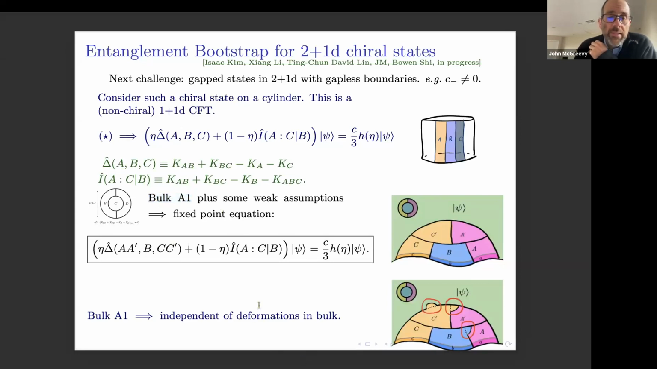Bulk A1 implies that I can deform the regions in the bulk, right? Like I can make this little bump here, I could deform C prime into A prime or B into A, and it doesn't change this quantity. It really only depends on how the intervals touch the boundary and their topology. So I claim that this is a locally checkable condition for a gapless boundary, or for the conformal field theory on the boundary of a 2 + 1 dimensional bulk, where now the chiral central charge can be non-zero.